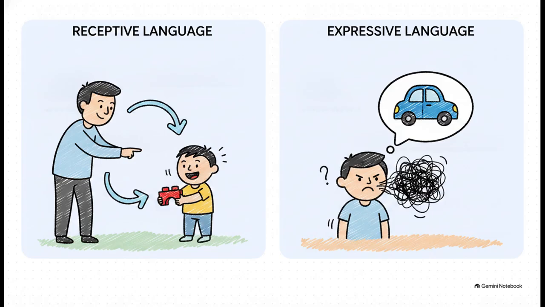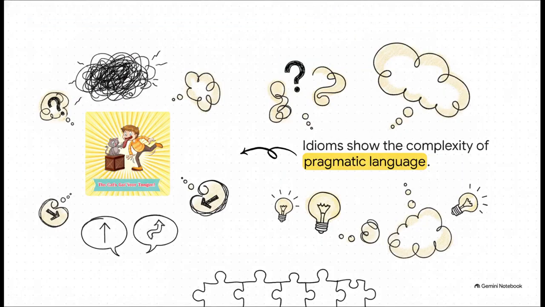Here's the kicker, though. Sometimes a kid has amazing receptive language, like they understand every single word you say, but they struggle big time with expressive language, meaning they just have a really hard time physically forming the words to answer back. Language also has a functional side, which we call pragmatics.